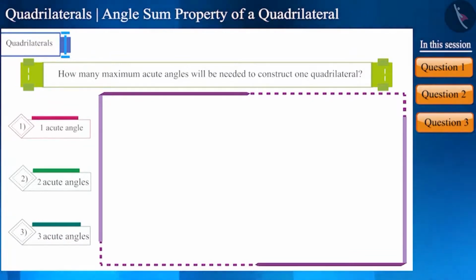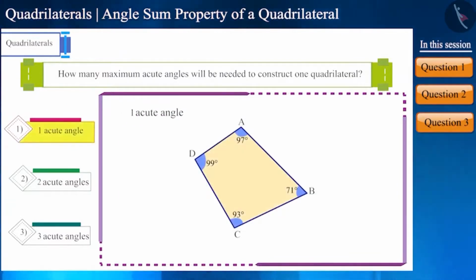Friends, you can also pause the video to think about the answer to this question. We have to see whether it is possible to construct a quadrilateral in the given 3 situations. Let's take the first option and take a group of 4 angles such that there is only one acute angle like this. We can see that the construction of a quadrilateral is possible here.